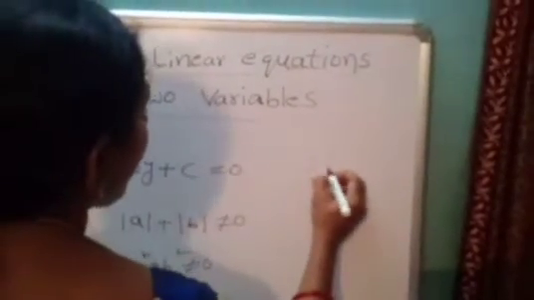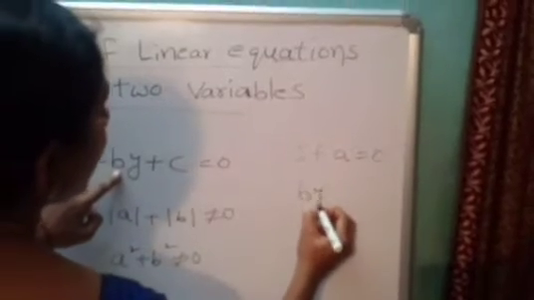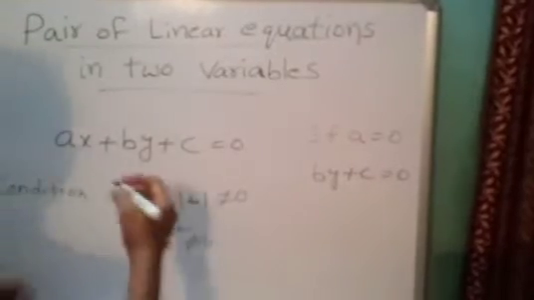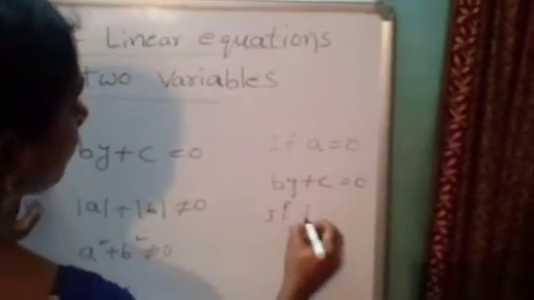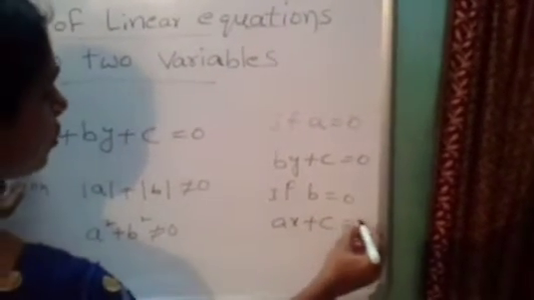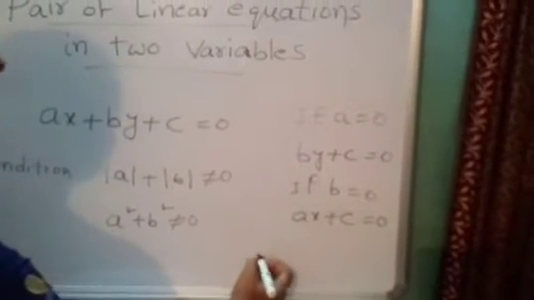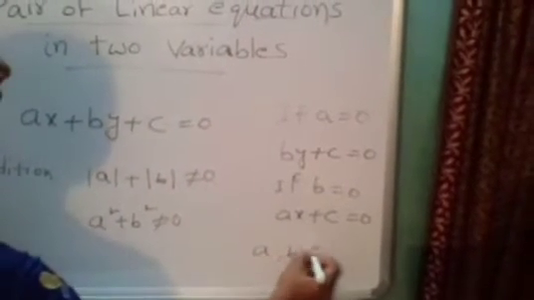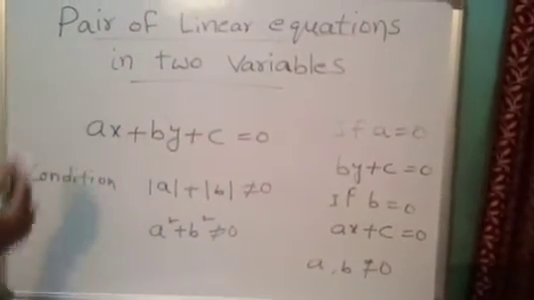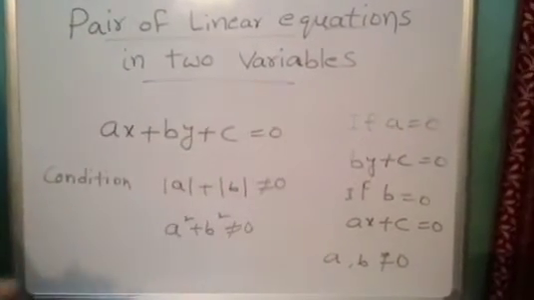If a equal to 0, the equation is by plus c equal to 0. This is an equation in one variable. And if b equal to 0, the equation is ax plus c equal to 0. This is also an equation in one variable. The condition is either a or b not equal to 0. Ax plus by plus c equal to 0 is the linear equation in two variables.